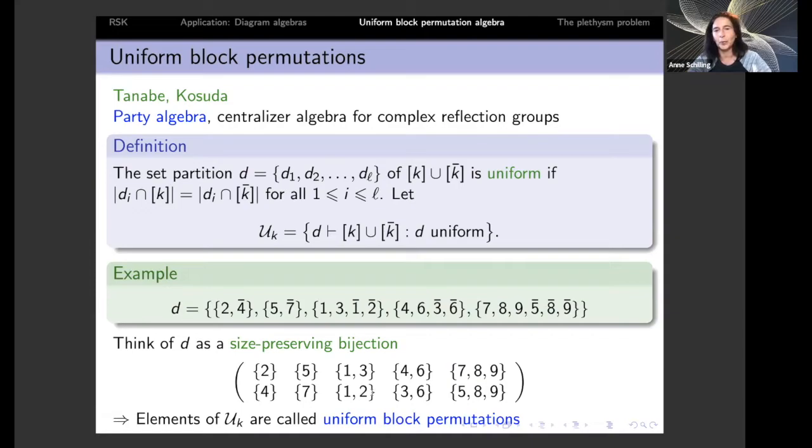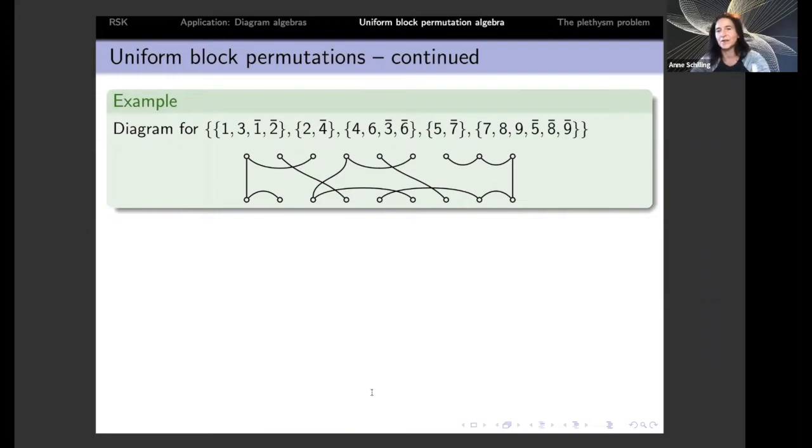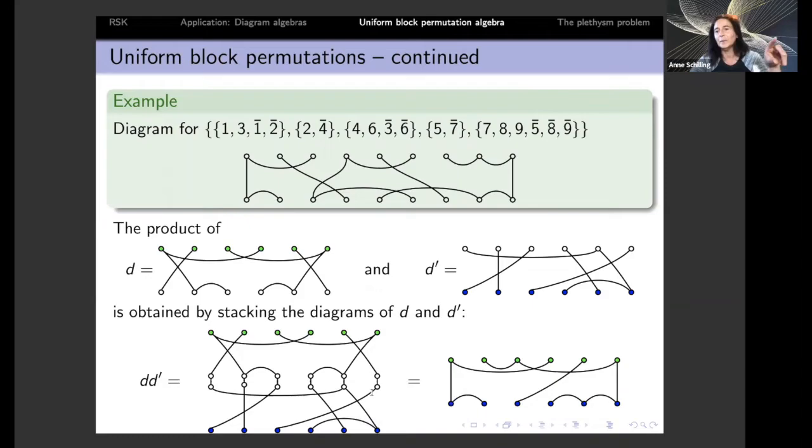And as before, we can look at the diagrams for these set partitions, right? We just connect all the ones that are in the same block. And now I'm actually going to tell you how to multiply, but again, I'm not going to think about any parameters. I'm just going to stack the two diagrams on top of each other. And then at the end of the day, we are just going to look at connected components of this, right? So here, the green dots are the green dots up here. Then I multiply the D with the D prime. I'm just going to stack the two diagrams on top of each other. And then the connected components at the end of the day will look like this. But for this talk, I don't need any extra parameters.